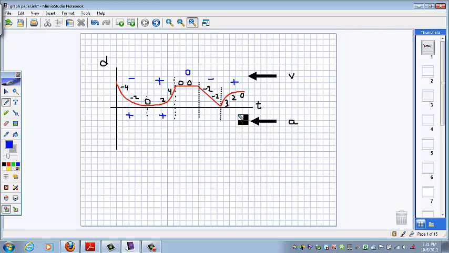Why don't you do the next 3 zones? Pause. You should have said 0, 0, and negative. Let's make sure you understand why.